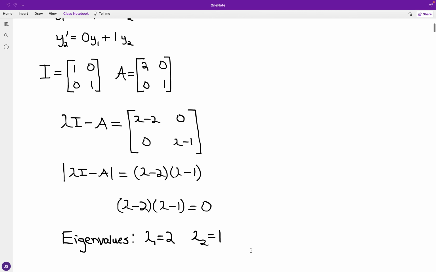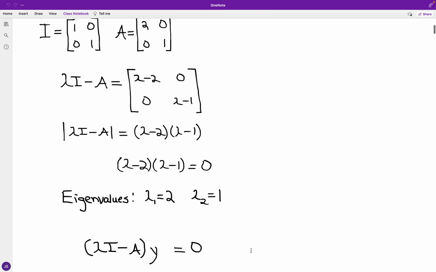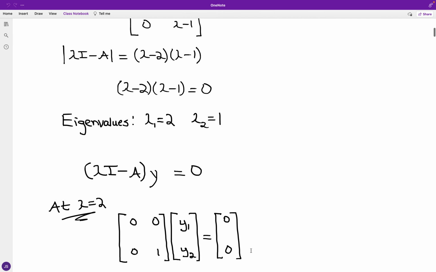Now looking at establishing the eigenvectors, with a little departure from the textbook notation, in the big picture we have lambda I minus A times the eigenvector y in the general case. We'll be looking for two eigenvectors, the first of which complies with the eigenvalue of 2, and the second of which complies with the eigenvalue of 1.